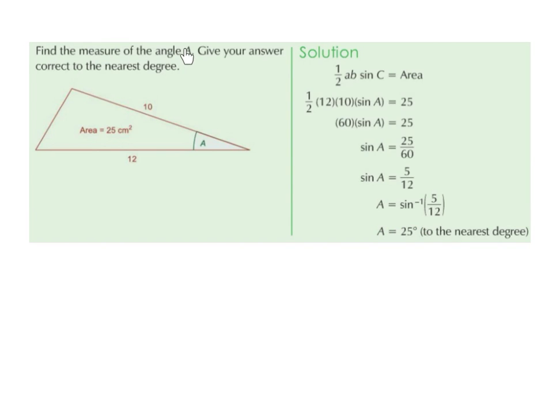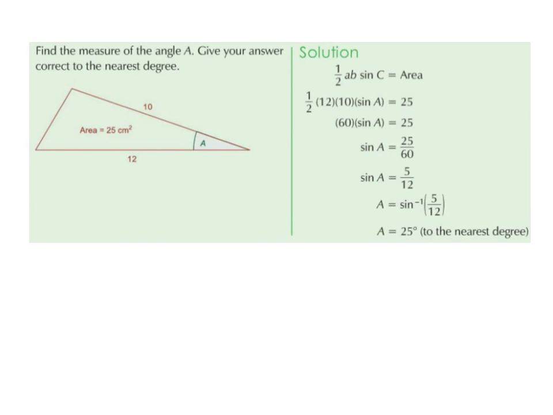Find the measure of angle A, and give your answer correct to the nearest degree. So we're told that the area of this triangle is 25 centimeters squared. We have a side length of 10 and a side length of 12, and we're trying to find the angle. So we're going to use our area formula, which is half AB sine C, and we're going to substitute into that formula the information that we have and solve for A. We're going to find the angle.